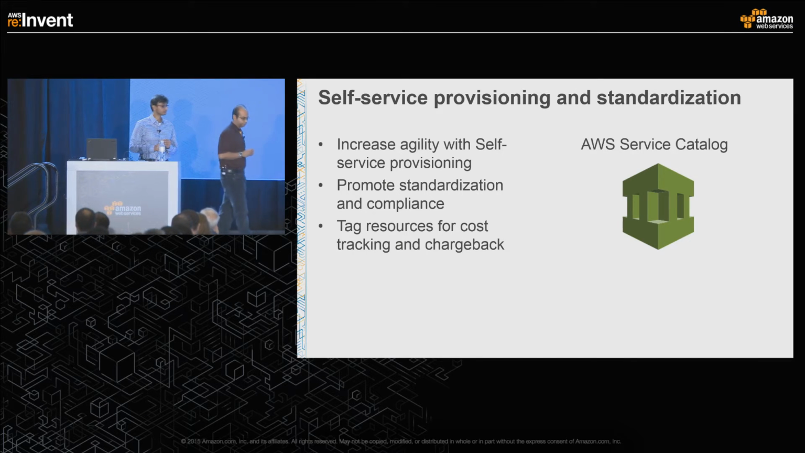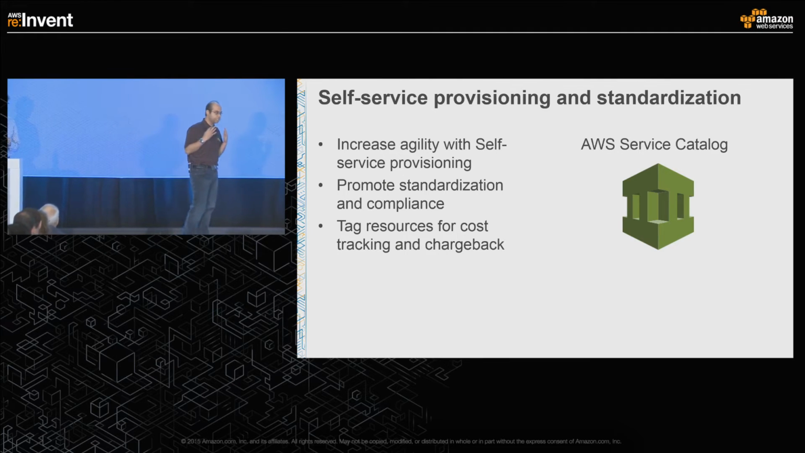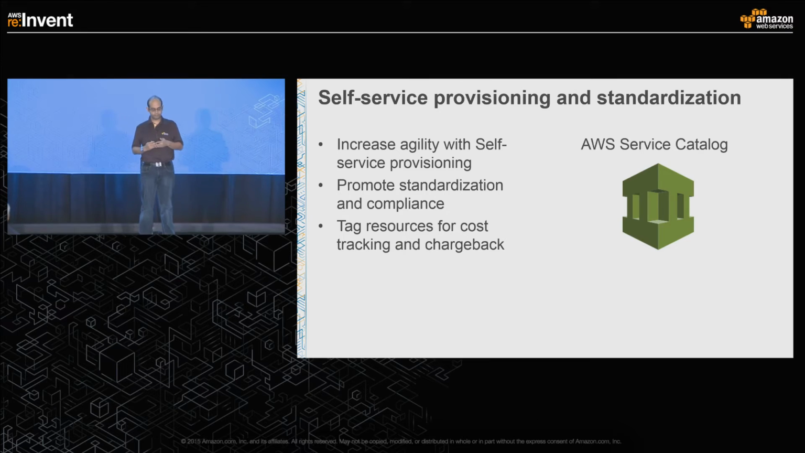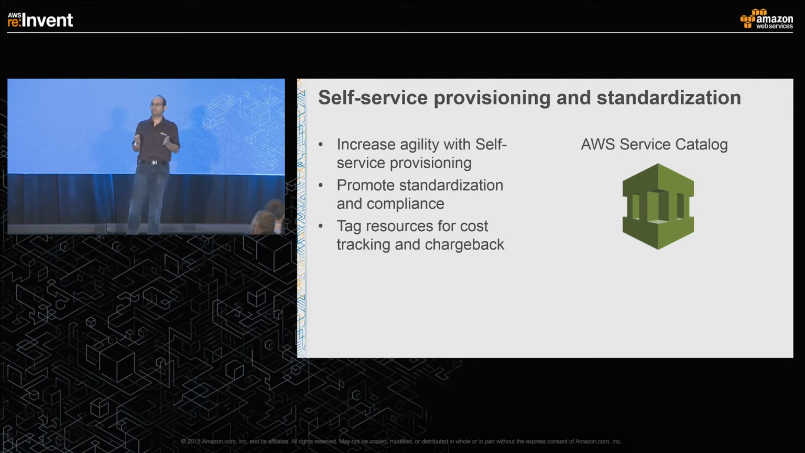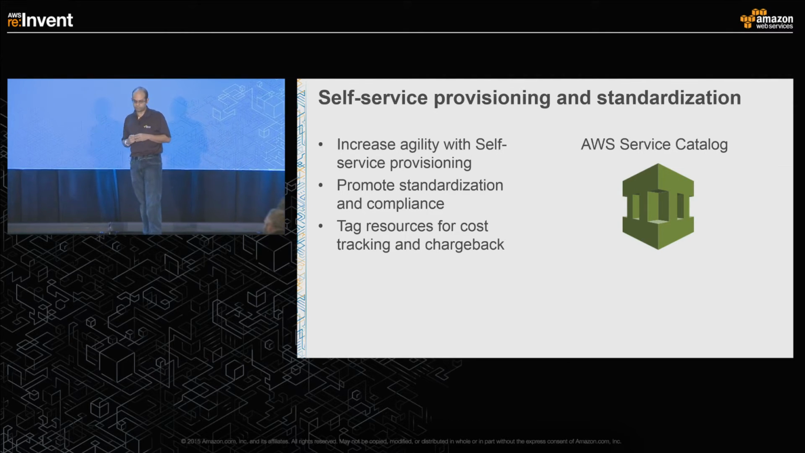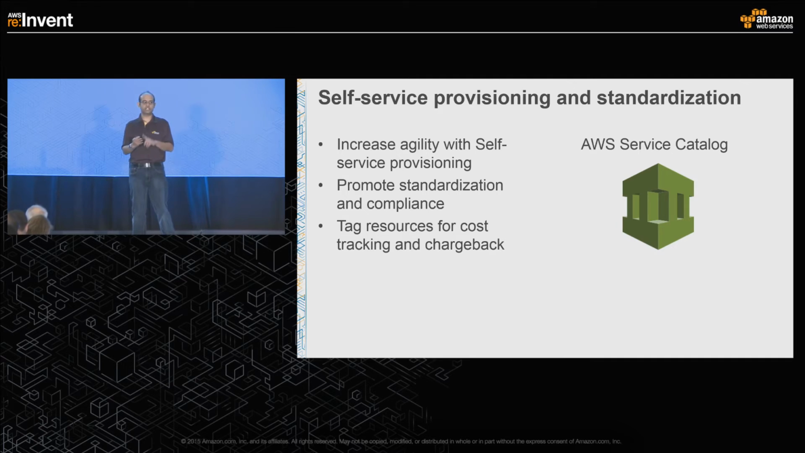So what did we see today? We saw how AWS Service Catalog can play a key role in increasing agility through self-service. We saw how it promotes standardization and compliance by letting you codify that in your configurations and your infrastructure. And finally, we saw how you can tag resources, and that helps with permissions, with tracking, with chargeback, all of those cost-related dimensions. If you care about tagging, it can be helpful there.